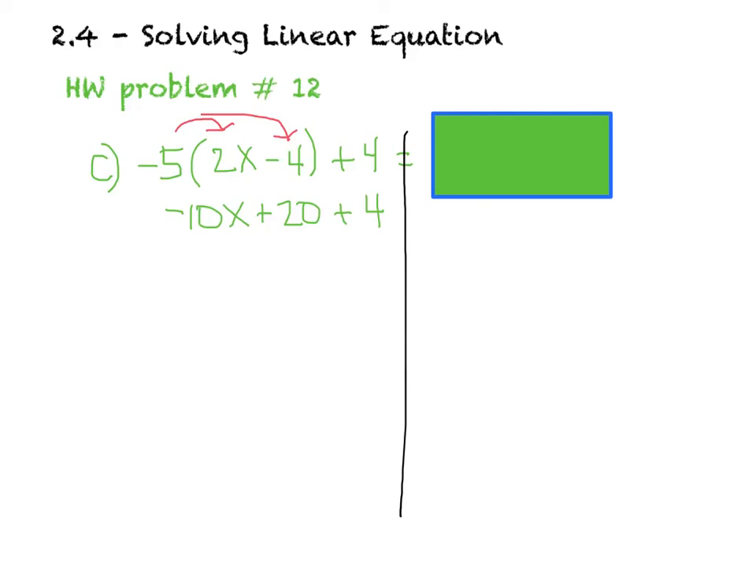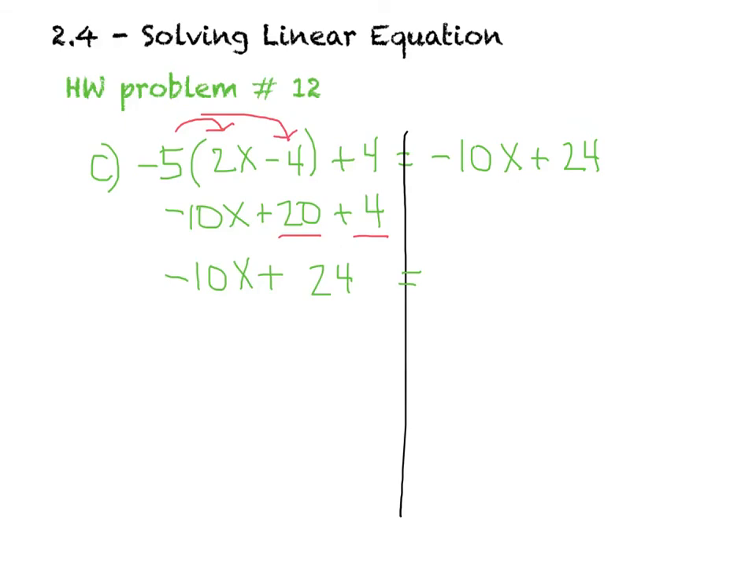So we're not done. A lot of people would like to go on and start moving things to the other side of the equal sign, but we are not done. We have like terms. Positive 20 and positive 4 are definitely like terms. 20 plus 4 is 24. Let's drop down the plus symbol, and let's drop down the negative 10x. We've got this problem as simplified as possible on the left-hand side. Let's drop down our equal sign. Let's get rid of that box, and let's drop this down.